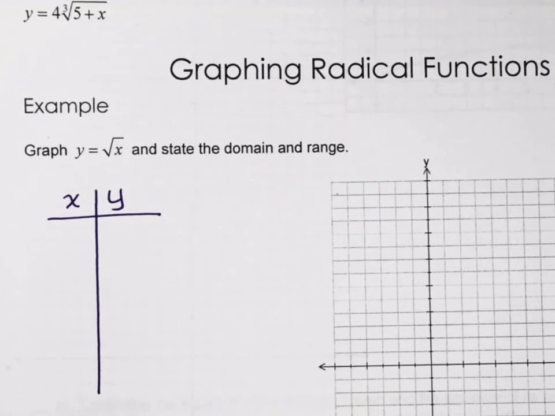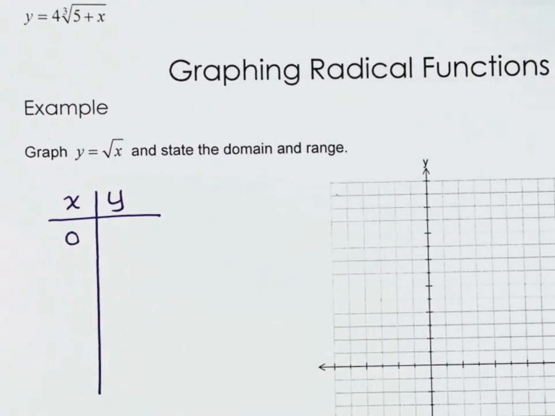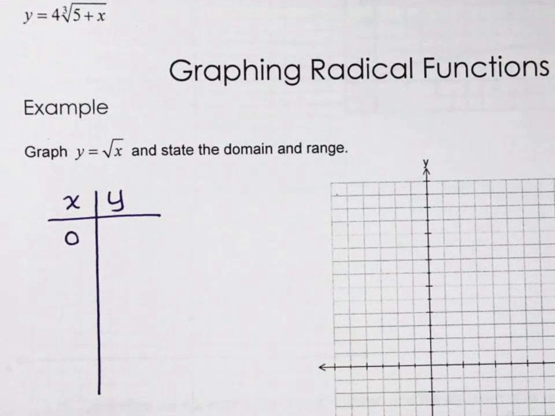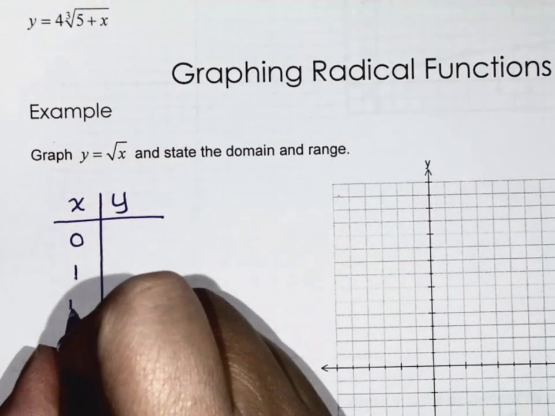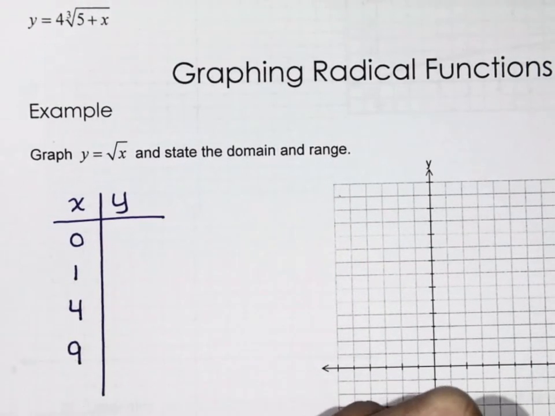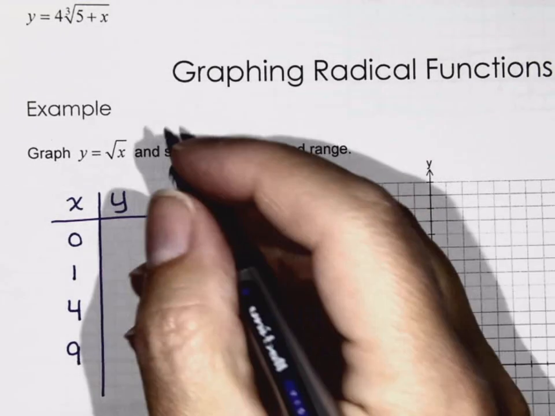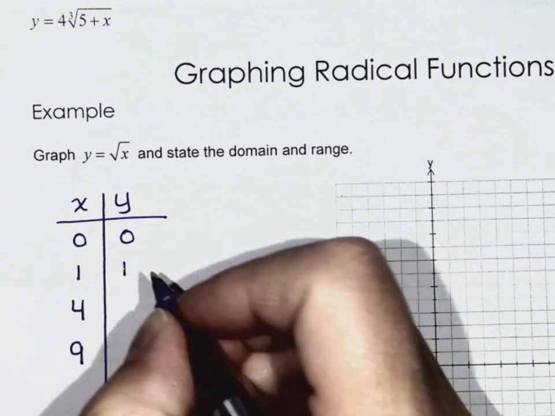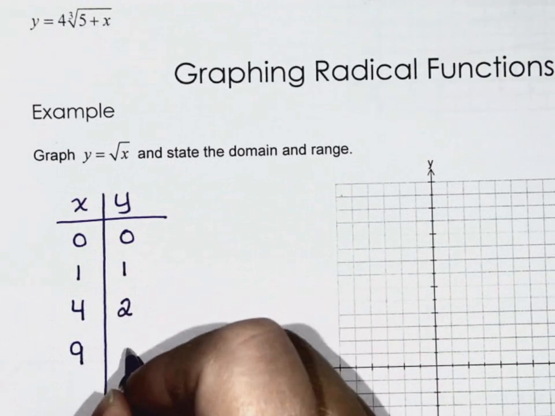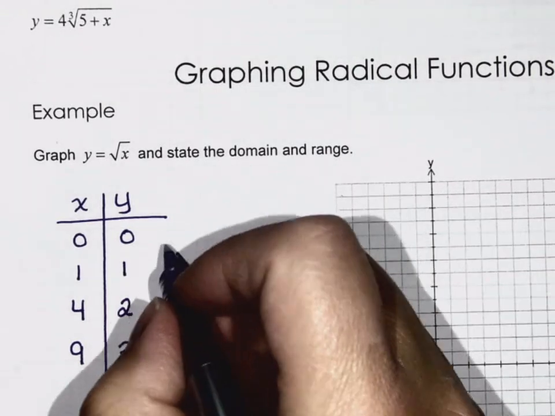What's the very first perfect square? 0. What's the next perfect square? 1. Then 4, and 9. I'm being purposeful with them just because I want my table of values to be nice. All right, what are my y values now? What's the square root of 0? Square root of 1? Square root of 4? 2. Square root of 9? 3.